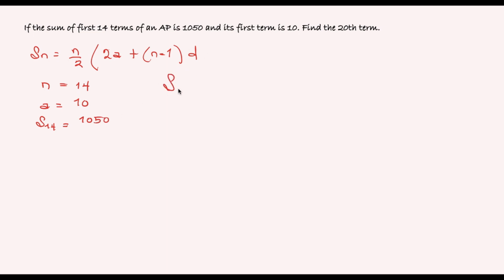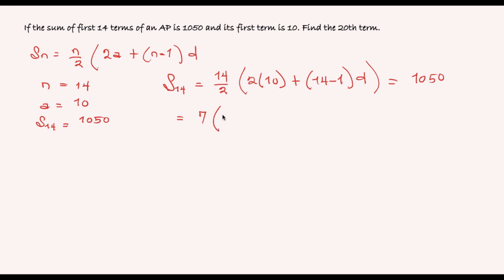So if we write our formula, we'll have that S14 is equal to 14 divided by 2 into 2 multiplied by a, which is 10, plus 14 minus 1 multiplied by d. And we know that S14 here is equal to 1050. So now we have to make d the subject of the formula here. So we have that 14 divided by 2 is 7, 2 multiplied by 10 is 20, plus 14 minus 1 is 13, d equals 1050.